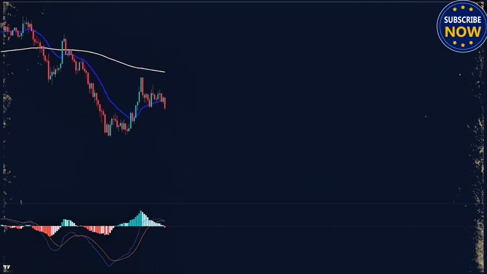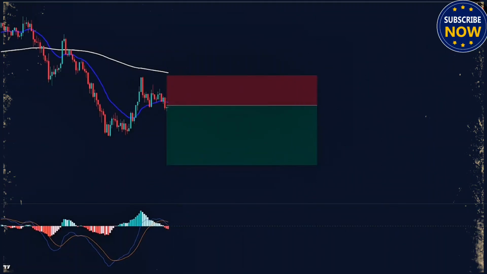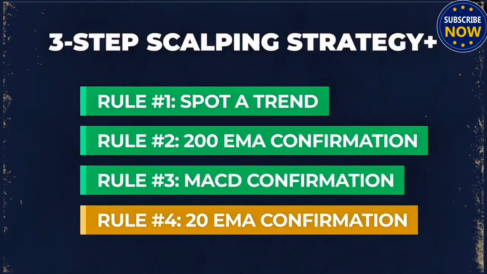That's our entry signal. So I took a short position, placed my stop loss just above the recent high, and targeted 2 times my risk for take profit. A clean, confident 2R trade. So now you've got a strategy that's simple, powerful, and repeatable, even if you're just getting started.